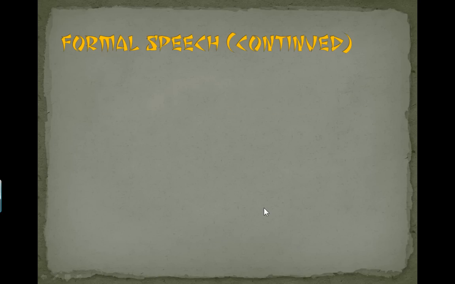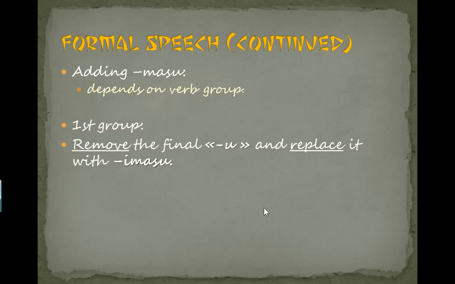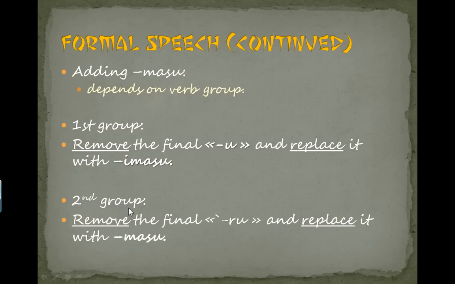Now, what is important to understand so far is that you will conjugate your verbs differently depending on whether you're using the informal speech or the formal speech. Now, about adding masu, it depends on the verb group. For the first group, you remove the final u from the dictionary form and replace it with imasu. For the second group, you remove the final ru and replace it with masu. I will give a few examples in the following slides.